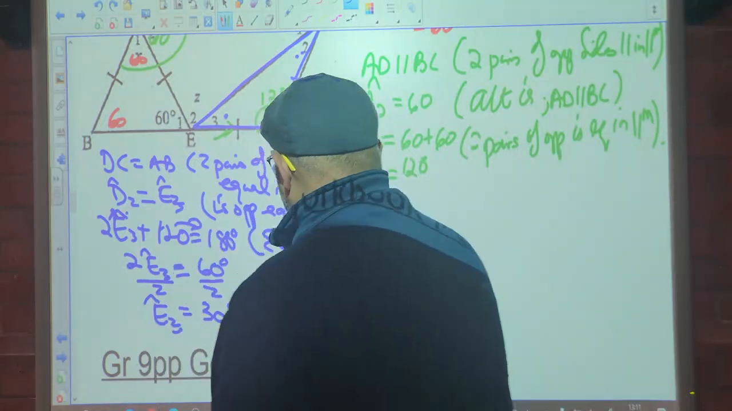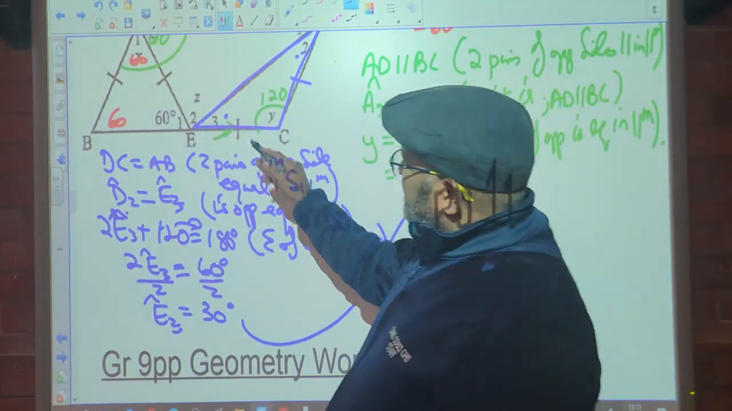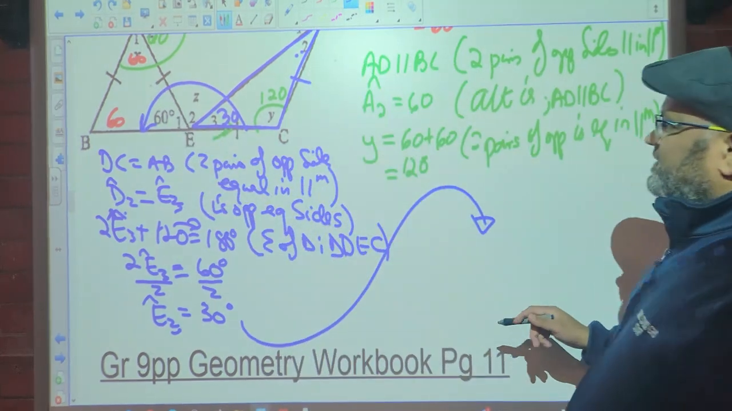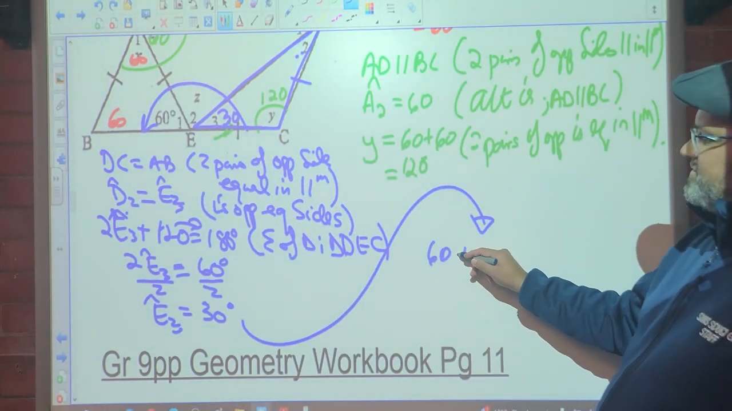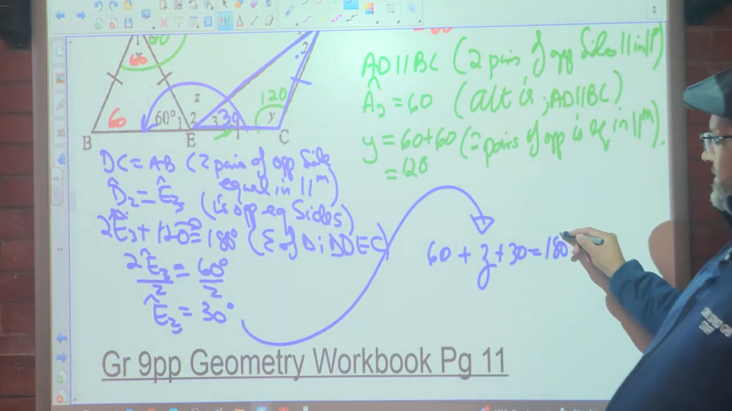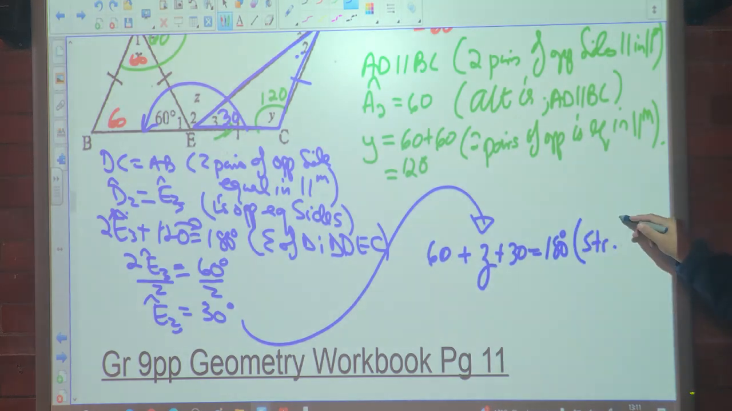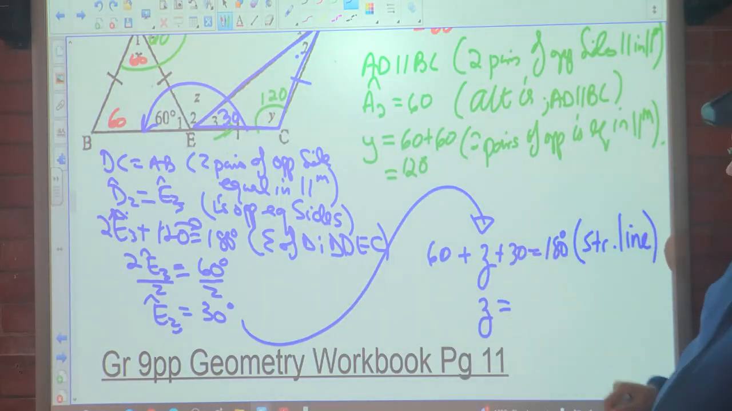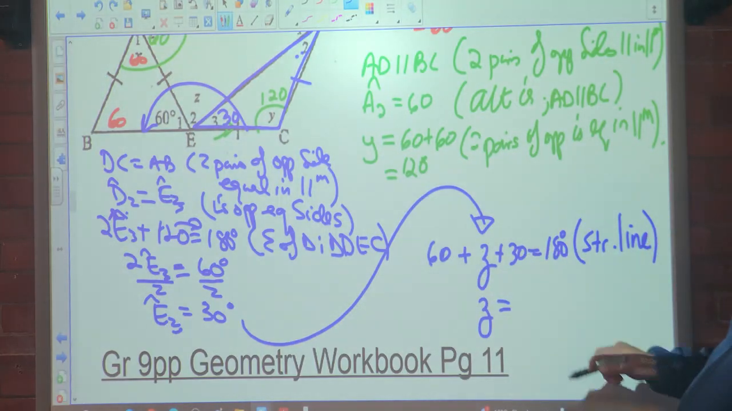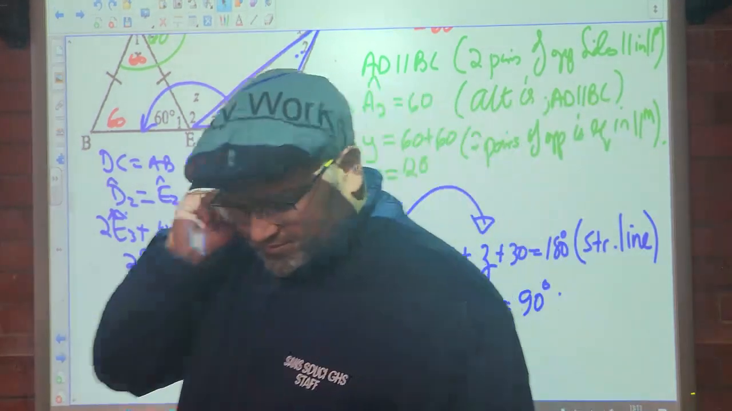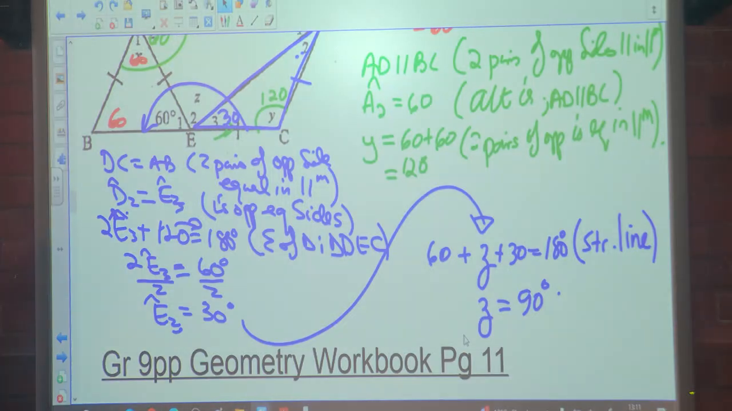So remember, this is not 30 degrees. So I'm going to go with angles on a straight line. So 60 degrees plus Z plus 30 is equal to 180. Why? Angles on a straight line. So Z works out to be 180 minus 60 minus 30, which is going to give you 90 degrees. Okay. So angle Z is 90 degrees.